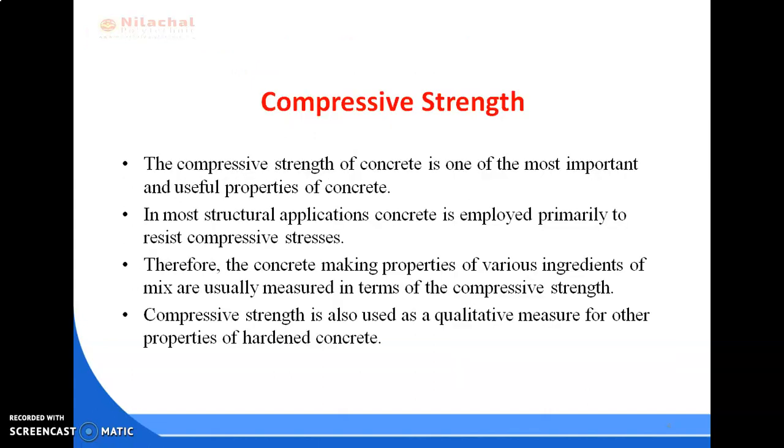So, let us discuss first what is compressive strength. The strength of concrete is one of the most important and useful properties of concrete. In most structural applications, concrete is employed primarily to resist compressive stresses. And this test is carried out on specimens cubical or cylindrical or prism in shape. Therefore, the concrete making properties of various ingredients of mix are usually measured in terms of compressive strength.